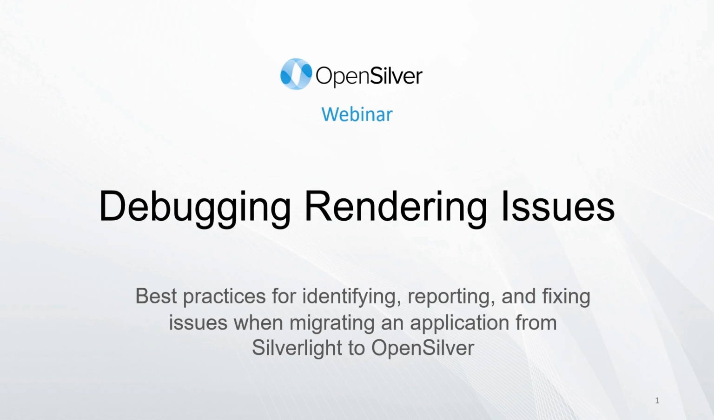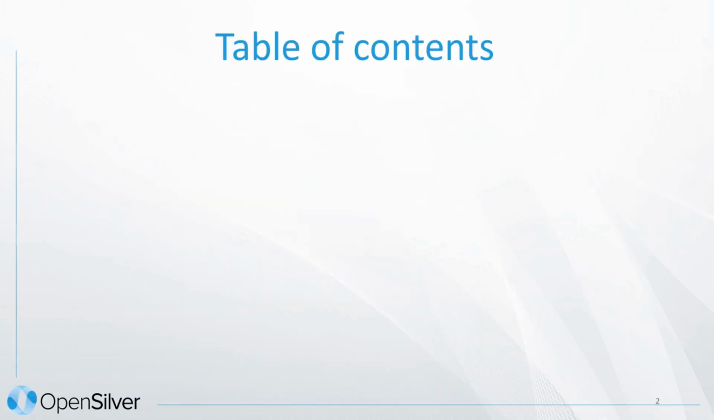Hello everyone. Today I'll be talking about some best practices for identifying, reporting, and fixing issues when migrating an application from Silverlight to OpenSilver. The first thing I will do is demo the application I will be using, which is a Silverlight app that we're migrating to OpenSilver.